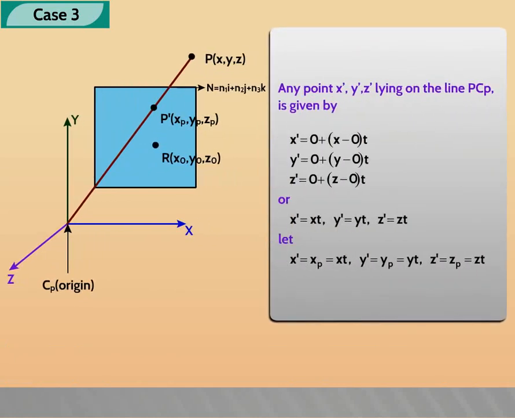The point P of x, y, z is to be projected. Any point x dash, y dash, z dash lying on the line PCP is given by x dash is equal to 0 plus x minus 0 into t, y dash is equal to 0 plus y minus 0 into t, z dash is equal to 0 plus z minus 0 into t, or x dash is equal to xt, y dash is equal to yt, z dash is equal to zt. Let x dash is equal to xp is equal to xt, y dash is equal to yp is equal to yt, z dash is equal to zp is equal to zt.